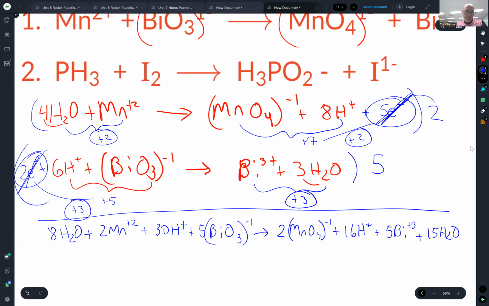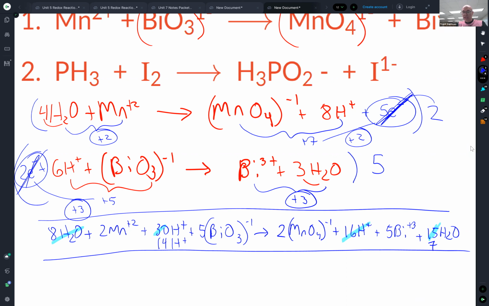Okay, everything is balanced. Now we get to cancel out what is the same on both sides. So I have 8 waters on the left, and I have 15 waters on the right. So that means I am down now to 7 waters. My hydrogens on the right side, I have 16 that gets canceled out, and I have 30 on the left. That means I get to reduce this down to 14 hydrogens.